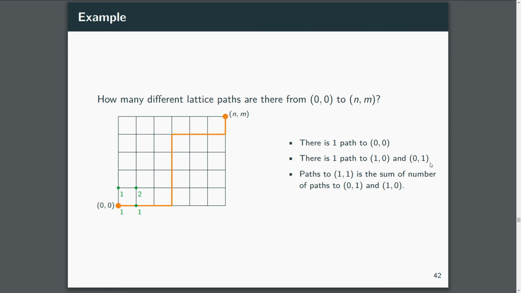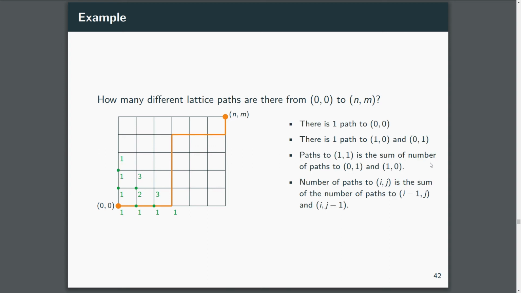Paths to 1, 1, we can reach there from 0, 1 or 1, 0. So we take the sum of the number of paths to those coordinates. And if you want to get to coordinates i, j, the number of paths to get there is the sum of the number of paths to the preceding places we could have been at. So that's i minus 1, comma j, and i, comma j minus 1.